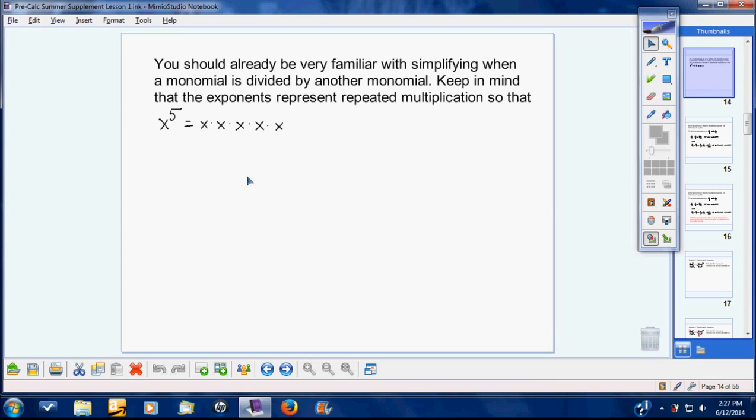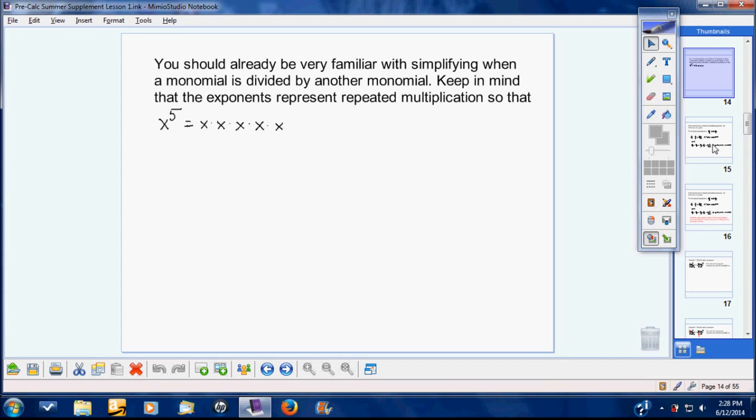You already know what to do when you have a monomial divided by a monomial. And know for a fact you've been doing that for at least 2 years. You've done it in Algebra 1, you've done it in Algebra 2, maybe even a little bit in geometry for review. But as a review, remember an exponent is repeated multiplication. So in this case, x is a factor 5 times. You have 5 factors of x. So that means that those factors will be able to be canceled when we have to reduce an expression.